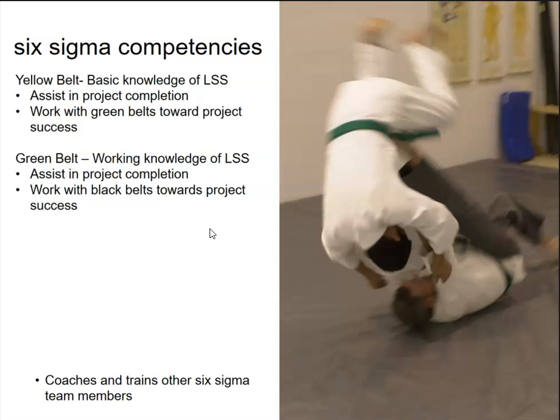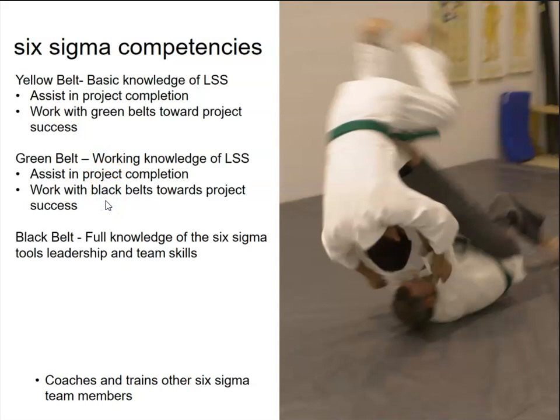And the green belts, they work with the black belts, and they're the people who know everything about Lean Six Sigma, how to do the process, how to do all the tools, but they haven't had enough knowledge or experience yet on actually managing a project. And then the black belts are the people who have actually proven that they've managed a project that yielded $250,000 in savings or opportunities and such. And then they have a full knowledge of all the tools and the team skills.